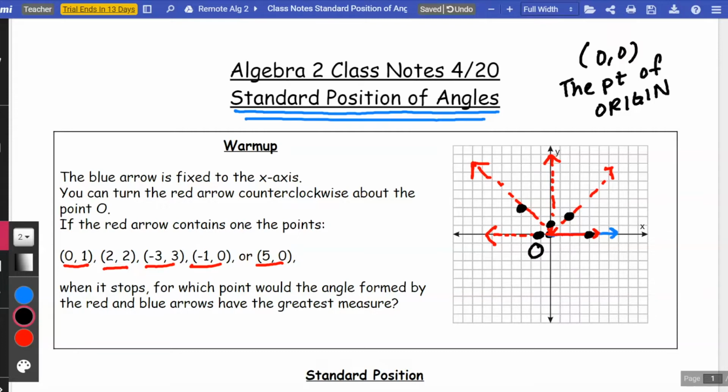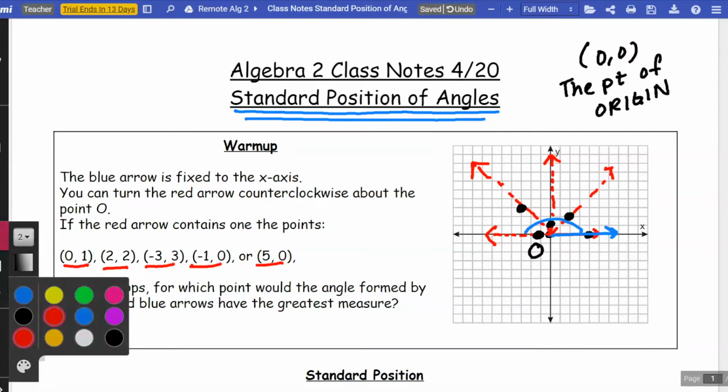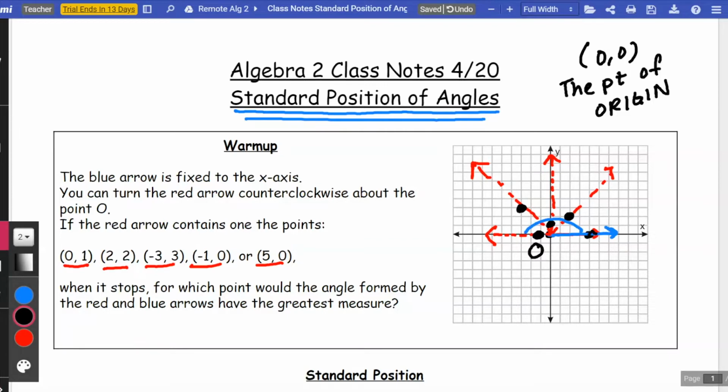What I notice is that the point (-1, 0) creates a 180-degree angle with our blue line and our red line. That angle is going to be the biggest angle out of all of these created. Through the point (5, 0), the red line would be creating a 0-degree angle with the blue line because it didn't rotate at all. Then through the point (2, 2), we've got a 45-degree angle right here.